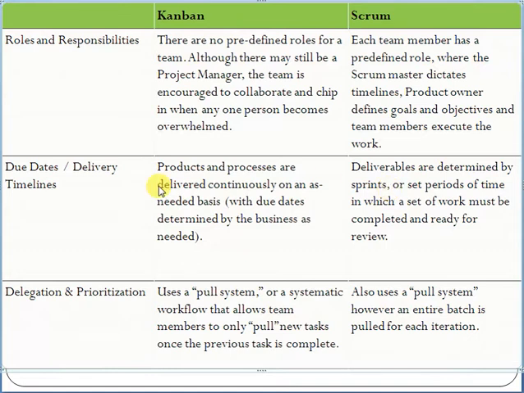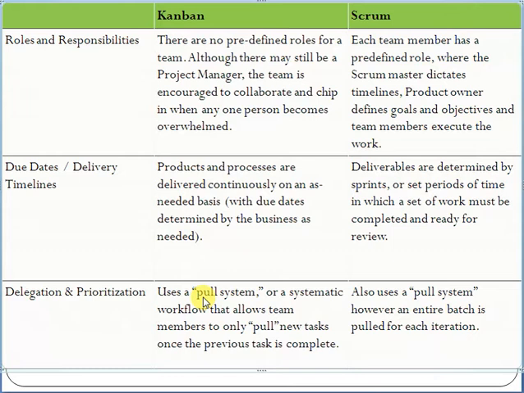So the second difference is there are no specific dates and delivery timeline with respect to Kanban. Whenever the things are completed, as and when needed, we can provide them to the customer. This is the concept. However, in Scrum, there is a concept of a sprint. On the basis of a sprint, a 3 to 4 week time period, we deliver the things to the customer.